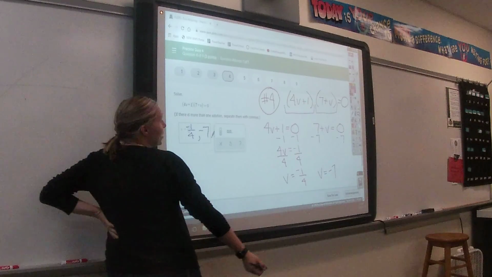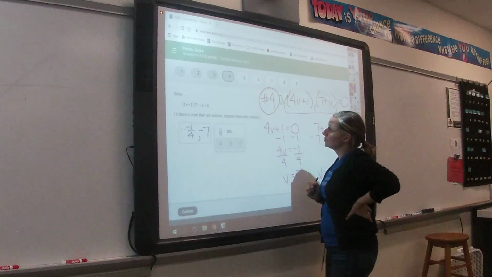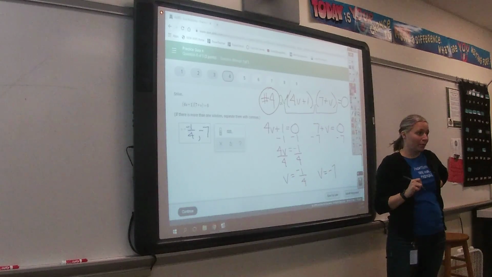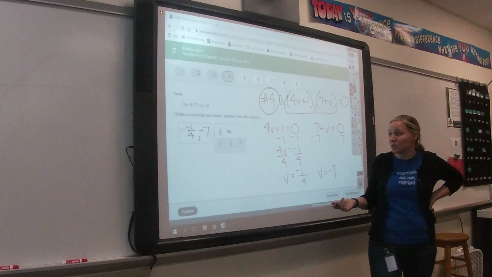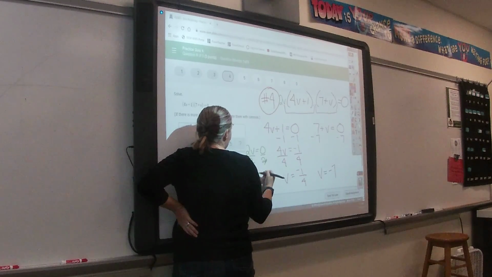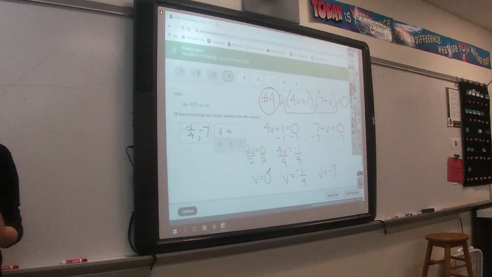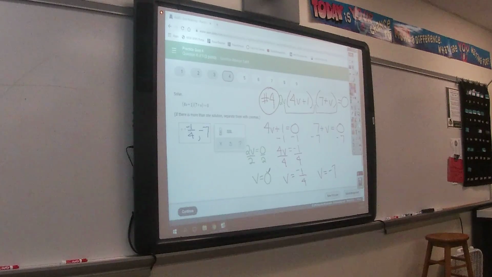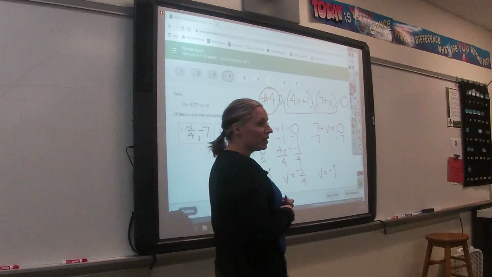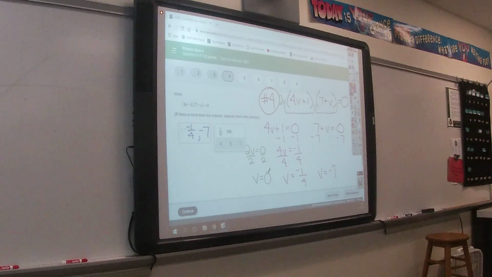Now, if for example this had a 2v out here in front of it, we would just also set 2v equal to 0, and then solve that one. It doesn't matter how many things are being multiplied, each one gives you a different answer. You just set them each equal to 0 and solve them. Okay? Questions on that one?